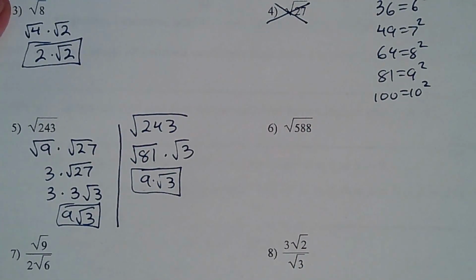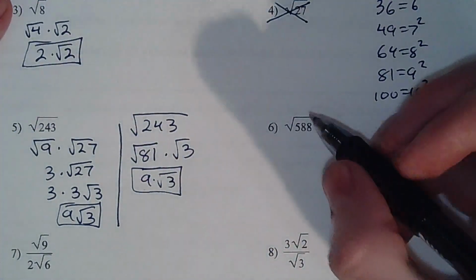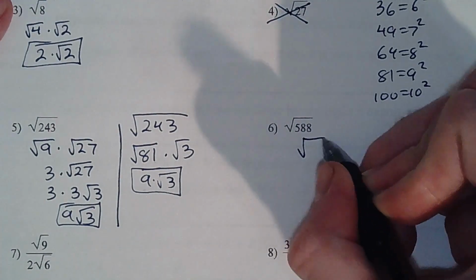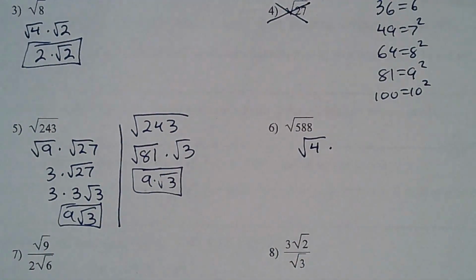Number 6, 588. So same exact concept. We have to continuously see if we can divide. I don't even have a calculator with me, so I'm going to take a long time doing this, and that's okay. Sometimes it takes a long time doing it. We're going to write the square root of 4 first. Figure out what number goes into that. It's going to be 147.